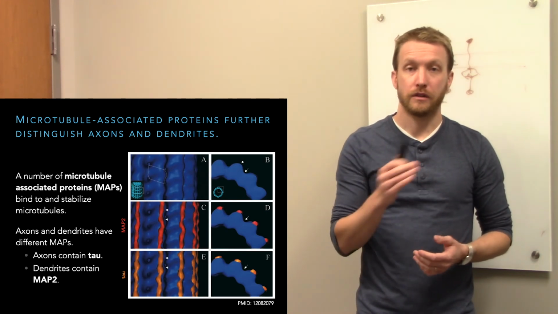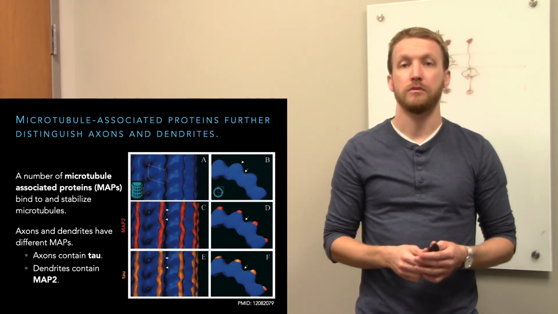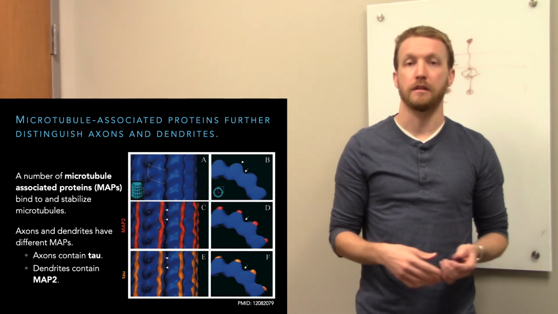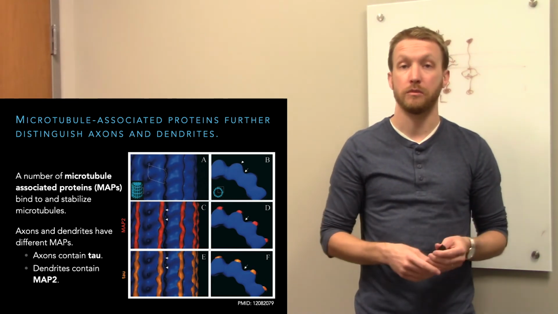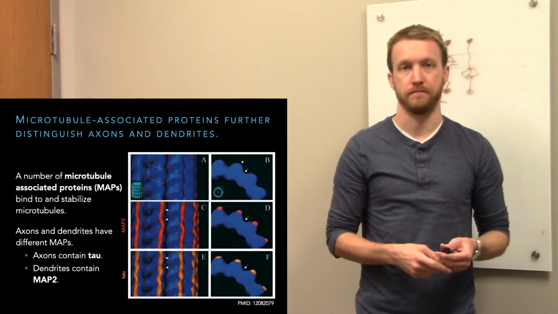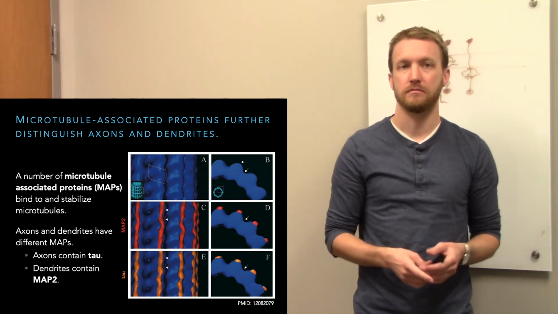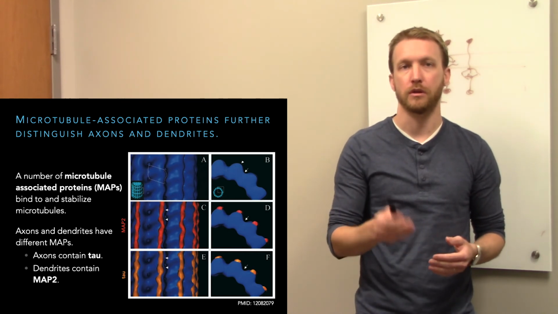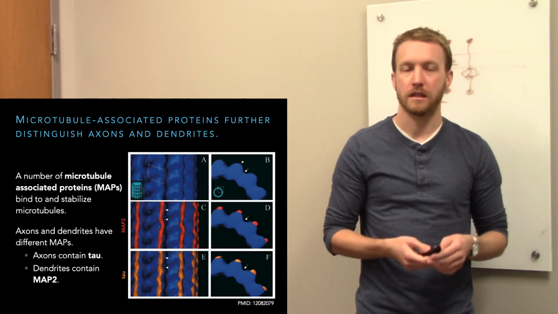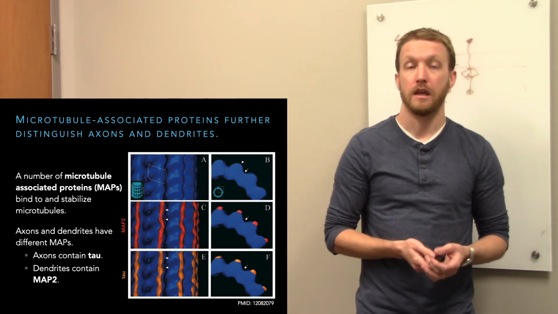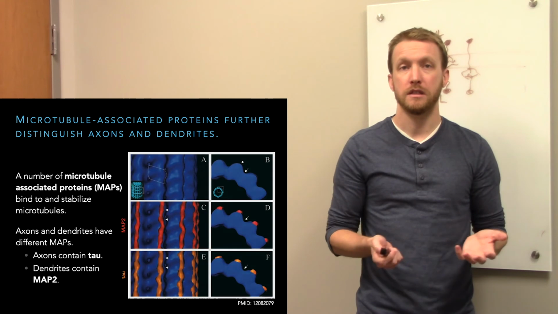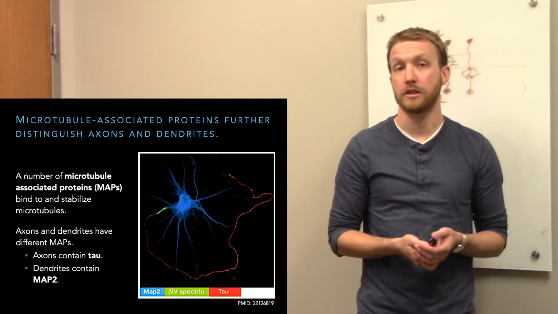Also distinguishing dendrite from axon, besides the mixed polarity, would be the microtubule-associated proteins. And these are exactly what they sound like. They're proteins that associate with or bind to microtubules. In the dendrites and cell body, you see MAP2, microtubule-associated protein 2. In the axon, you find tau. They bind to microtubules, they help stabilize them, and you see different proteins in different locations.